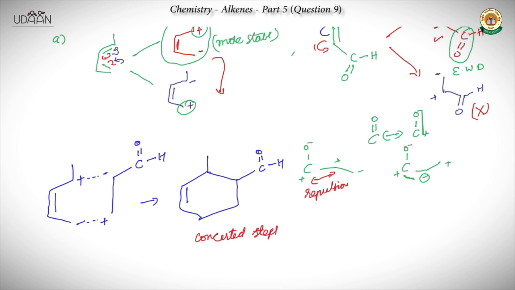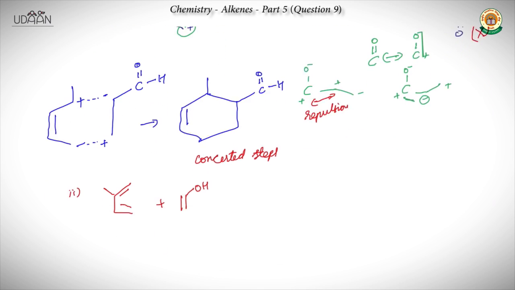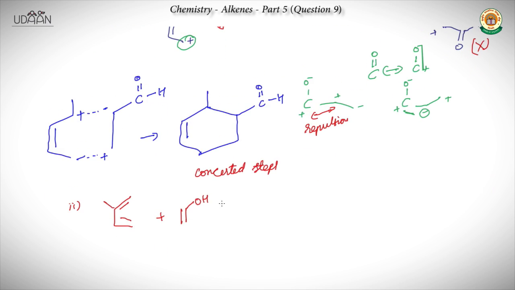Now if you look into the second case, where you have diene as this and dienophile as this, I want you to try this one. I'll tell you one thing. OH here is an electron donating group, unlike C double bond OH, which is electron withdrawing.